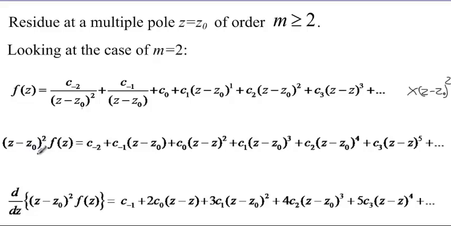We differentiate both sides of this expression. We get 0 there, and the derivative of this expression in brackets is 1 multiplied by c sub minus 1, our residue. Then the rest, using the power rule, gives us the following terms. Please double check my calculations there. There might be some numerical errors, which is normal.